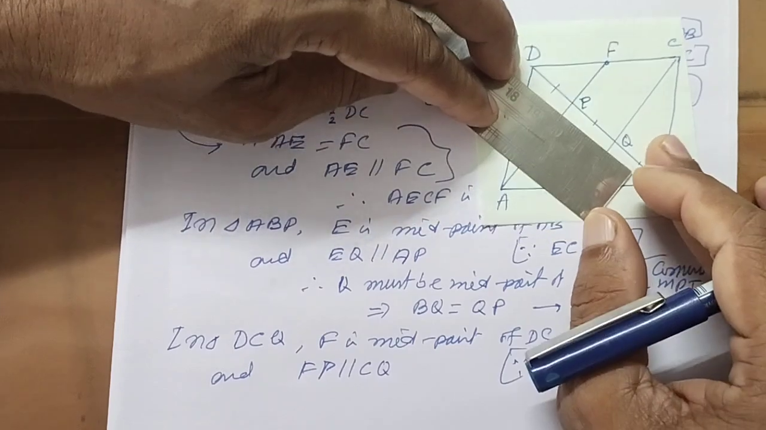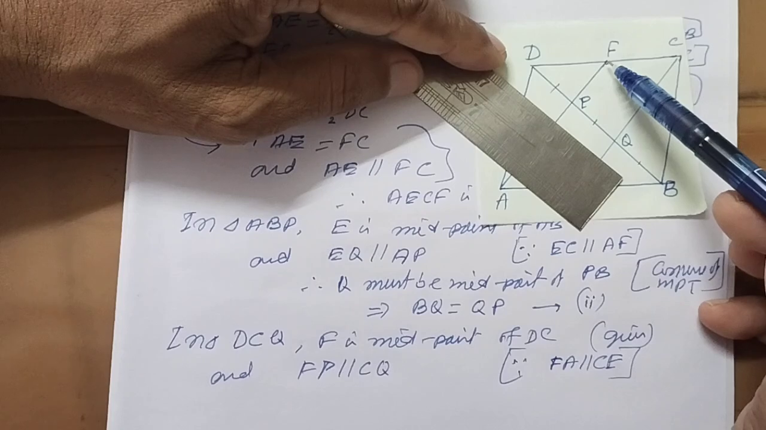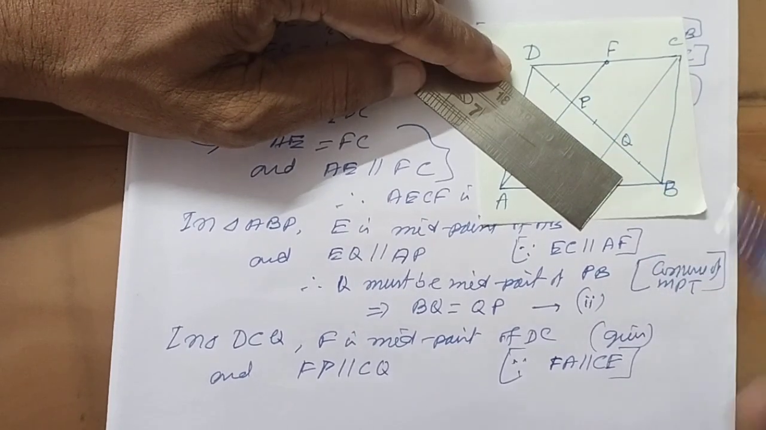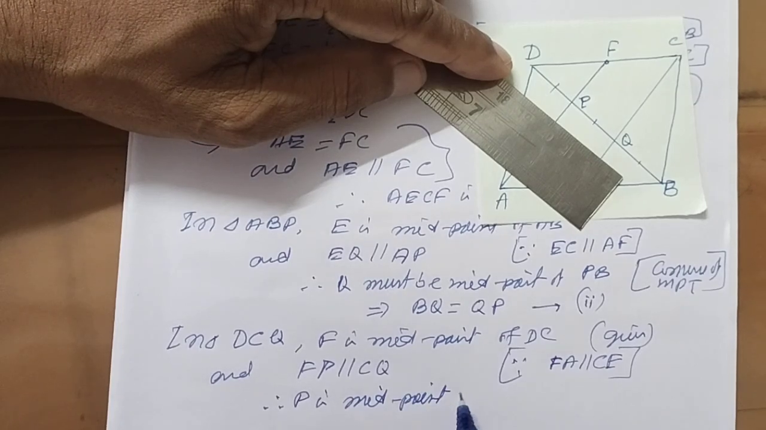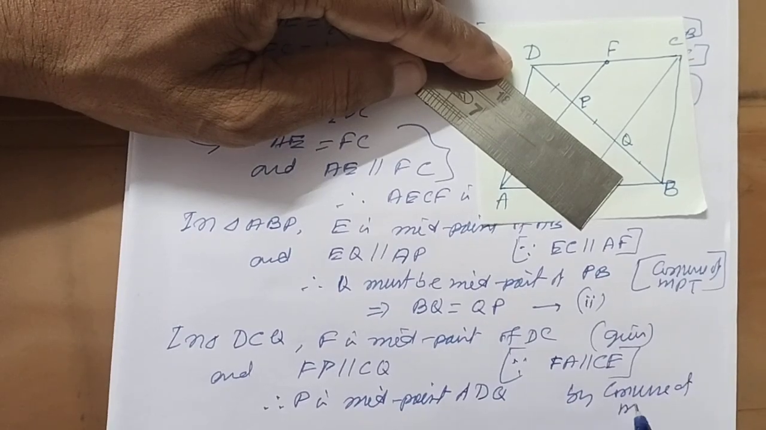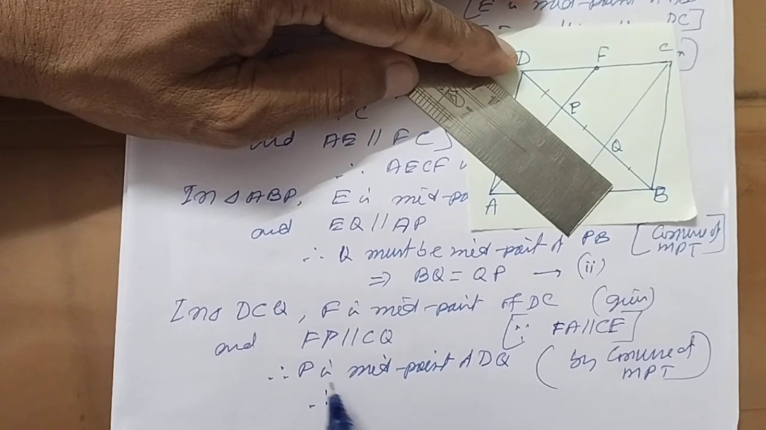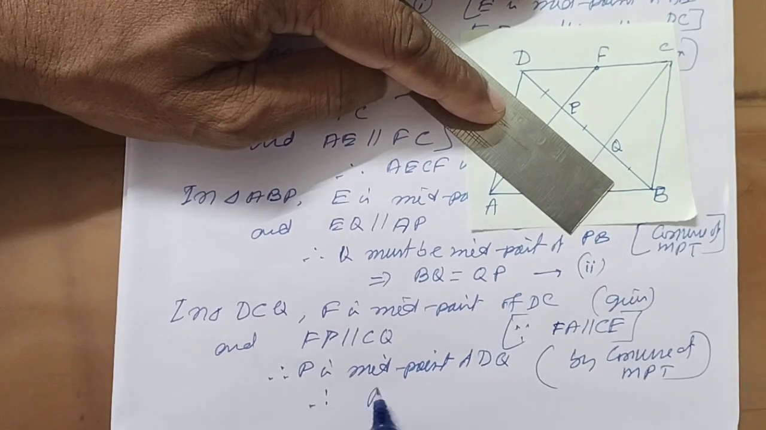So what we are getting in this triangle? F is midpoint of DC and FP is parallel CQ. So P must be midpoint of DQ by converse of midpoint theorem. Therefore, P is midpoint of DQ. That means PQ equal to PD. I can mark it equation 3.